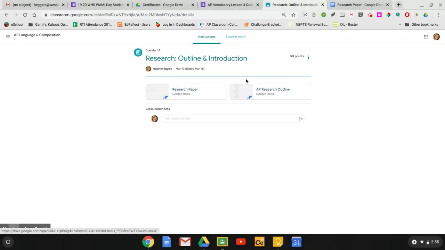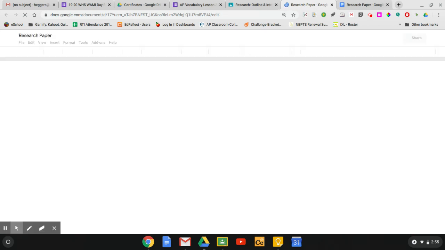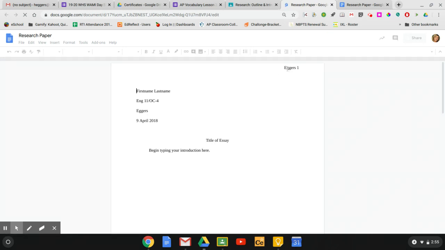And then you will also have your outline. And so we're going to look at the paper first. The paper is formatted for you already in MLA format. You just need to go in and fill in your stuff for what is there. So you'd put your last name here, first name, your last name. Change this to AP instead of English 11.